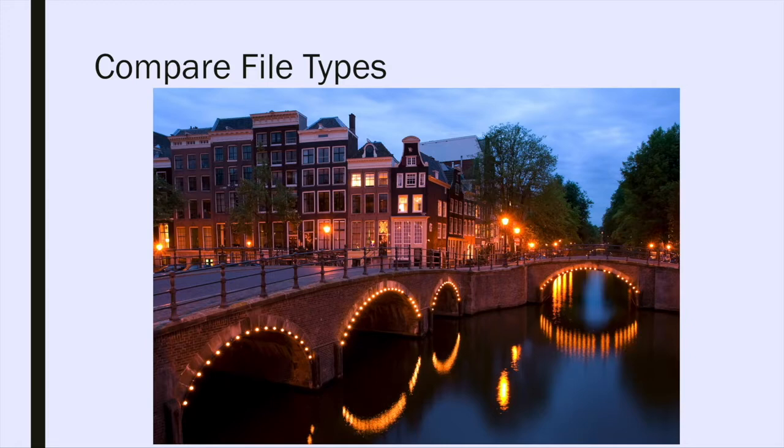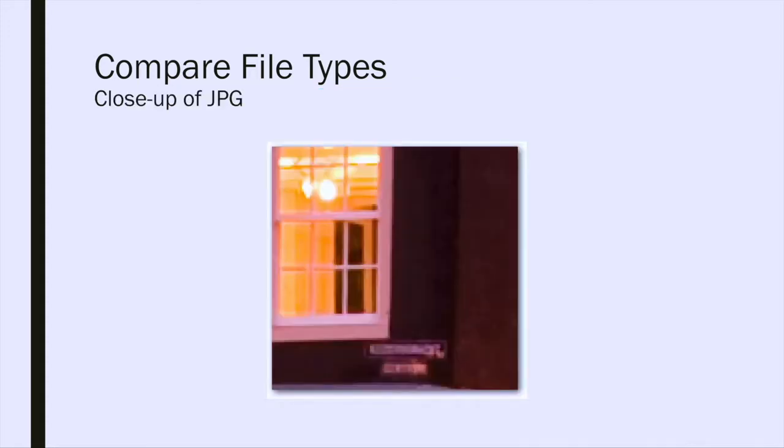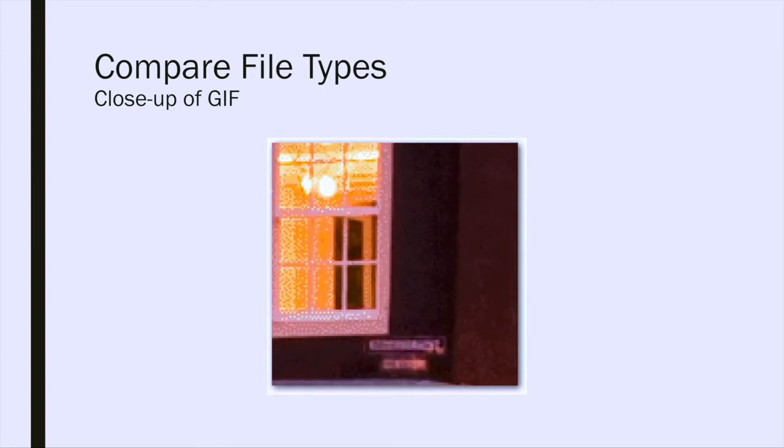Now let's compare file types. Take a look at this nice bright image from the Netherlands. If you actually compare it as far as the JPEG, you can see that the close-up is not the greatest quality, but it gives you what you want for the smallest file size. If you were to look at it as a GIF, you can see that the dithering is there again, where the pixels are actually taken out and merged into some areas to create the lowest file size. Again, it only has a palette of 256 colors versus the JPEG.